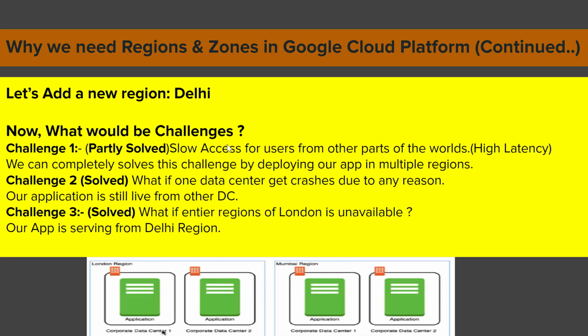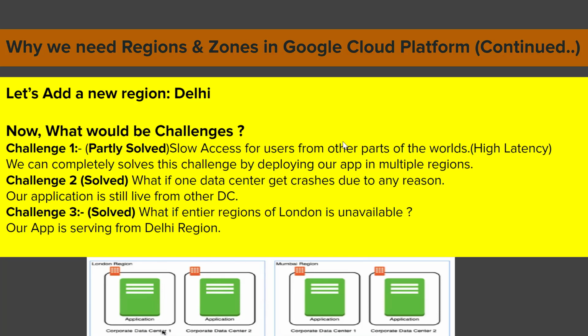So now what would be the challenge? Challenge 1 is partially solved, because a user who is accessing their application from the Mumbai or Delhi regions would have low latency and be able to access their application very fast. And the same goes for users from other regions, let's suppose the London region. They are able to access their application with low latency, so it is very fast.